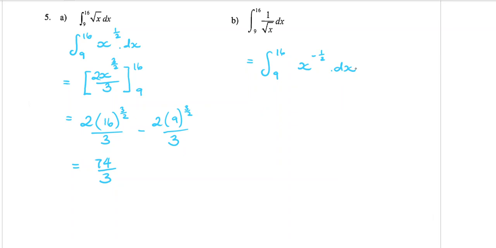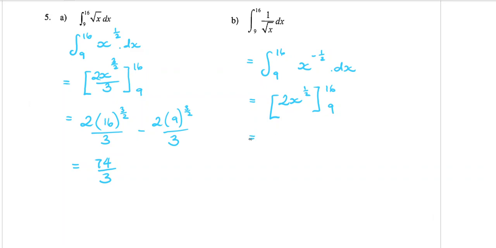All right, now we integrate it. We add 1 to the power. What do I get when I add 1 to negative a half? Half, a positive half. Then I'm going to divide by a half, but remember, flip that upside down, and what am I multiplying by? 2. 2 over 1, or just 2. So it is 2x to the half between 16 and 9.